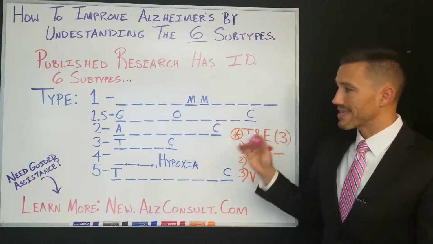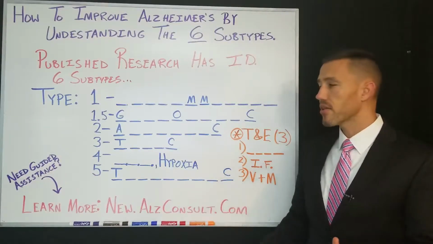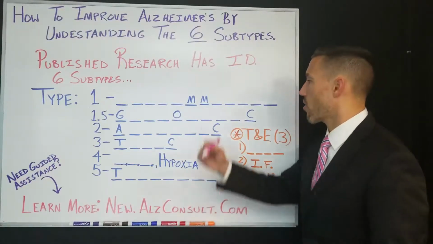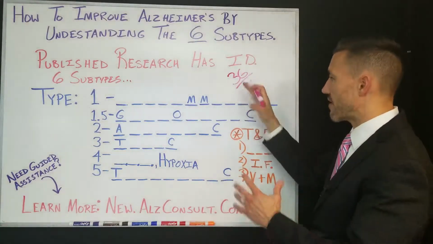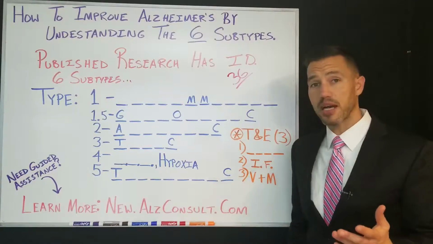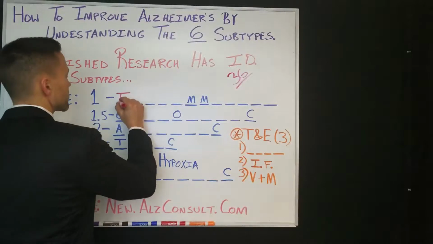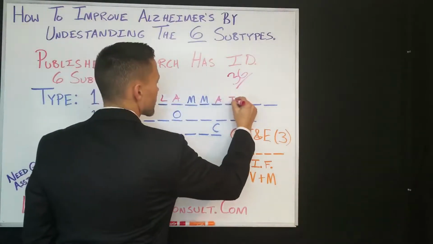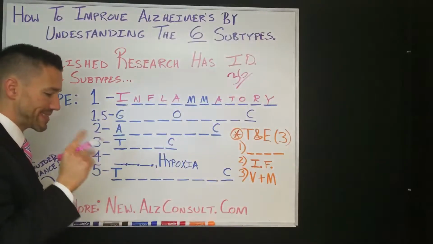So there are 6 different subtypes here of Alzheimer's. There will probably be more of these before it's all said and done with the research that's ongoing. There are currently, we know, 36 driving factors. These driving factors can all be broken down and segmented into these 6 different subtypes. Okay, so the first subtype is inflammatory. Subtype 1 is inflammatory.